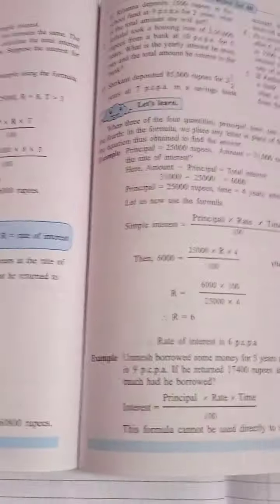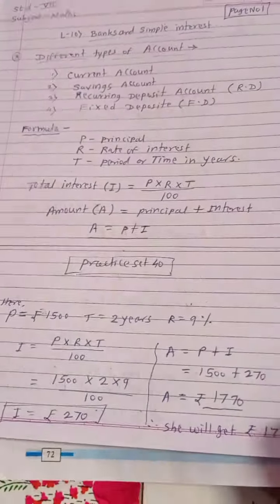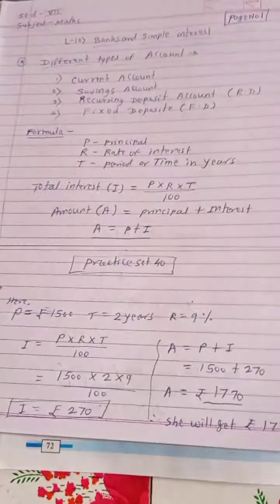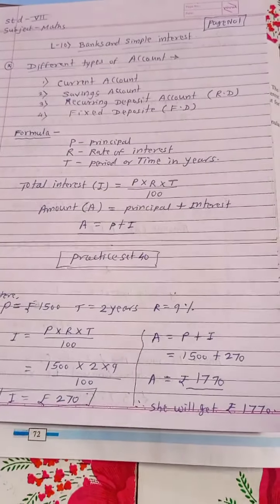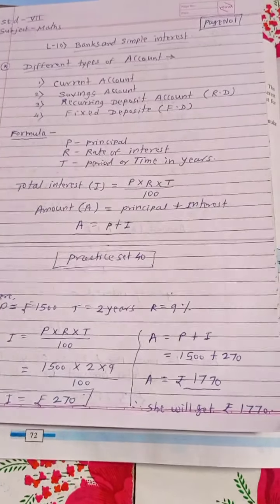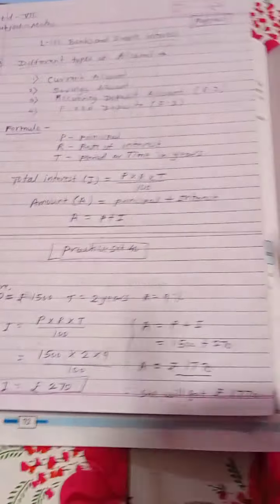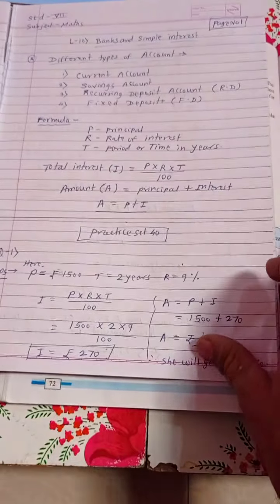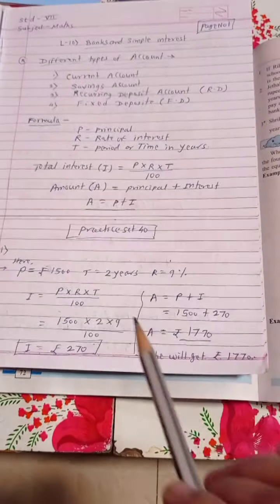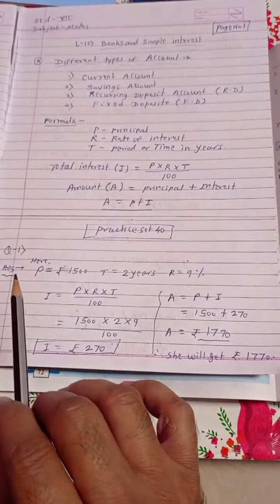Then how to solve set number 40, I will show you one more example of how to solve this. See here, I have not written the question here, but the first question they have given is: if Rihan deposits 1,500 rupees in the school fund at 9 PCPA for 2 years, then what is the total amount she will get? I have not written the question, but in your CW book you see the question from your textbook and write it. I directly started the answer here.